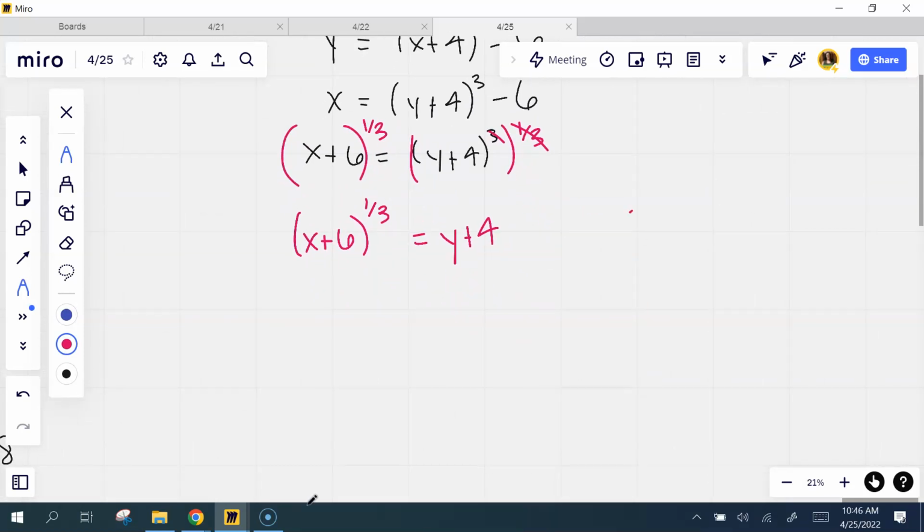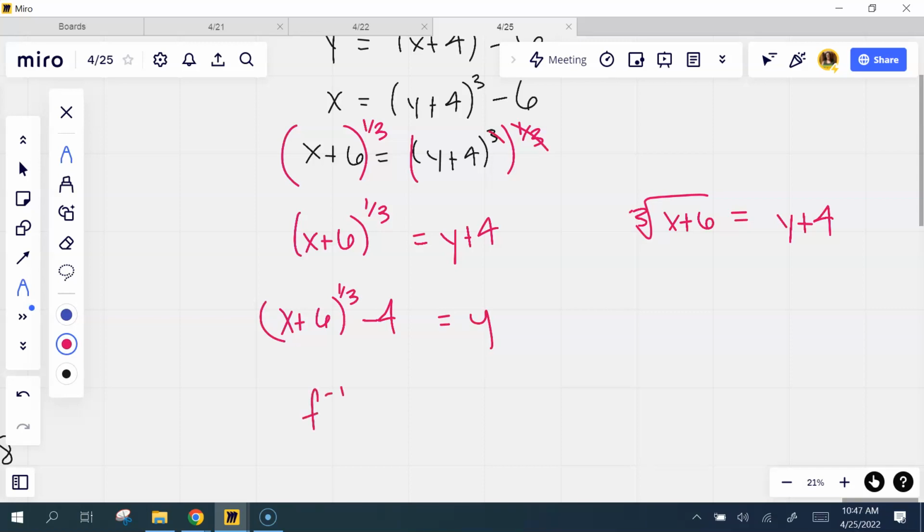So if you wrote this as the cubed root of x plus 6 equals y plus 4, same thing. Now all I have to do is what? Solve, move that 4. So x plus 6 to the 1/3 minus 4 equals y. Of course, it could be cubed root if you'd rather. And I'm just going to change the notation here back to function notation.